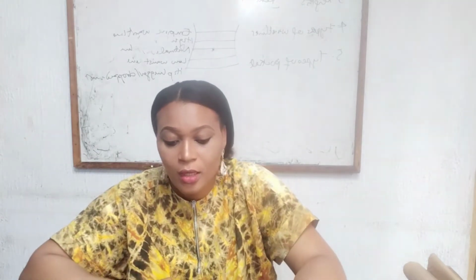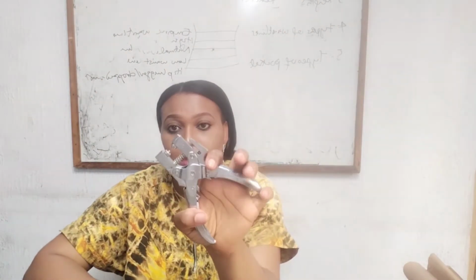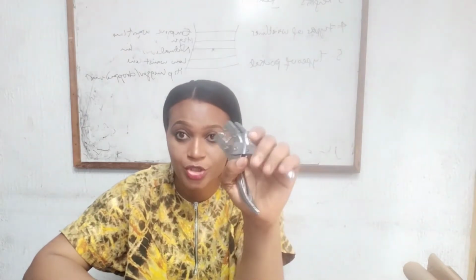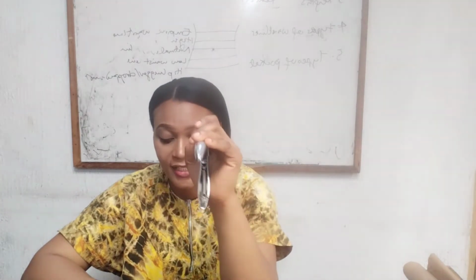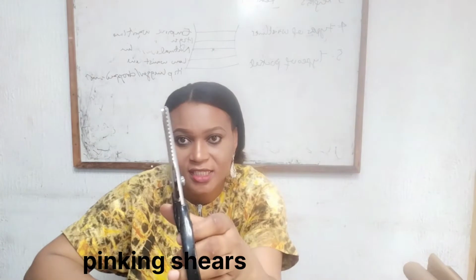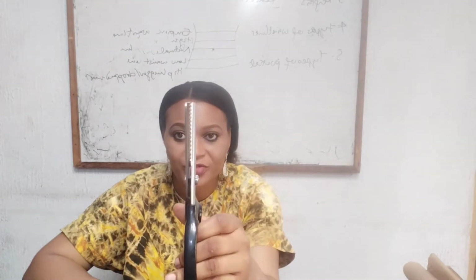We have what we call an eyelet maker. For your corsets, you will need an eyelet maker to be able to punch holes in your fabric and fix eyelets to them. We have what we call shearing scissors. You can see it has zigzag teeth. It helps to prevent fraying.